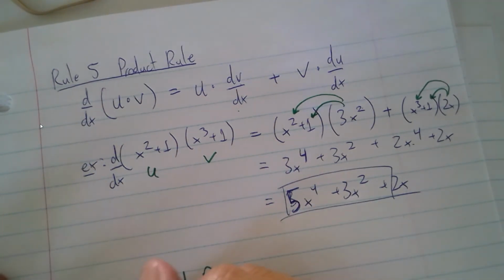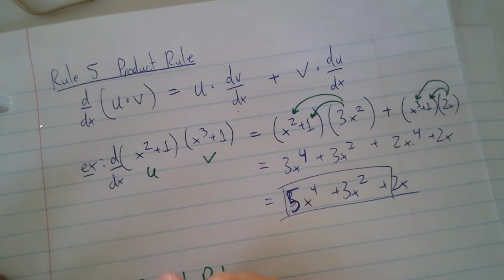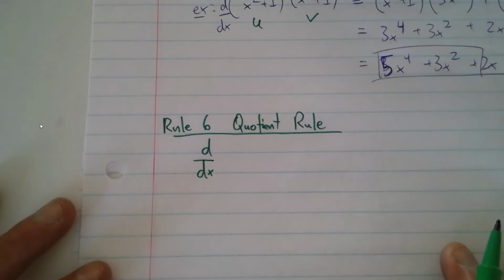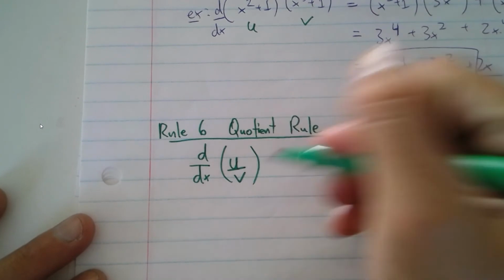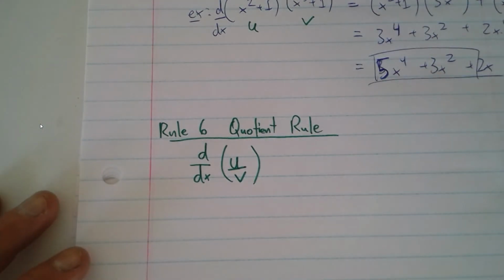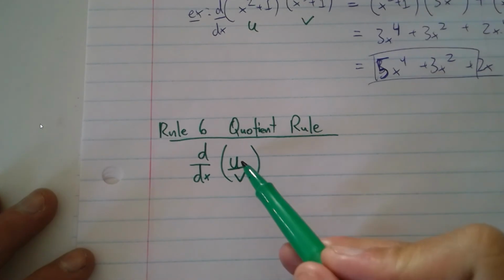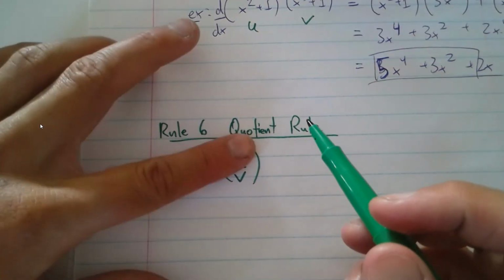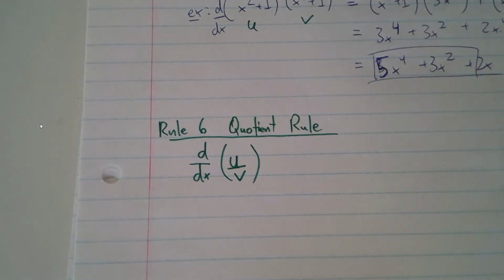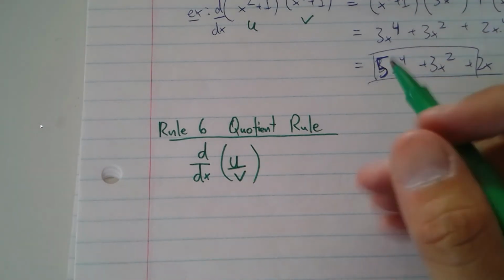So if you have this type of problem, you're given the derivative of u over v. If you have two statements that you could differentiate, and they're written in sort of a fraction form, or what we call a quotient, then this is what you're going to have to do.